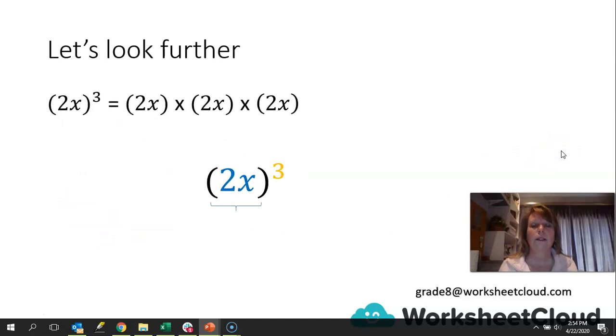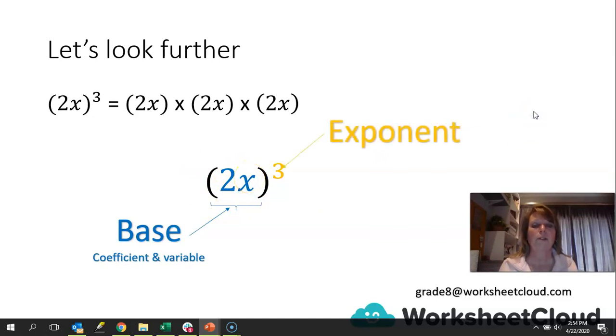Right. Let's look at this a little bit further and make our base a little bit more involved. We've got 2x to the power of 3, 2x times 2x times 2x. If we have a look here, our 2x is our base, and it's made up of a coefficient and a variable, and our exponent is 3. Therefore, the base is 2x, and we are multiplying 2x by itself 3 times: 2x times 2x times 2x.